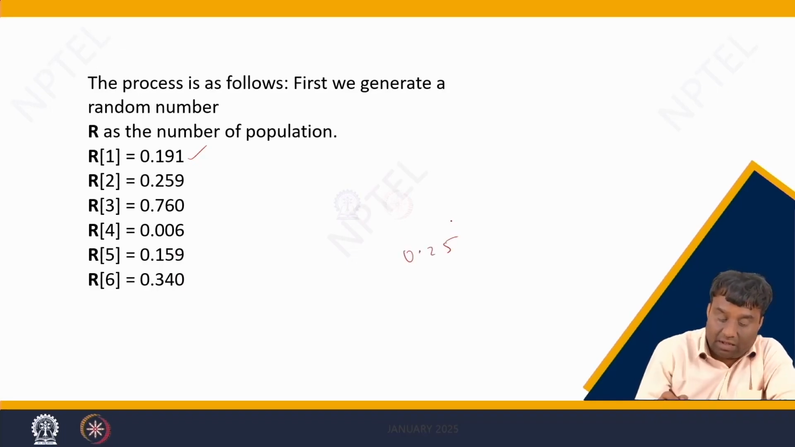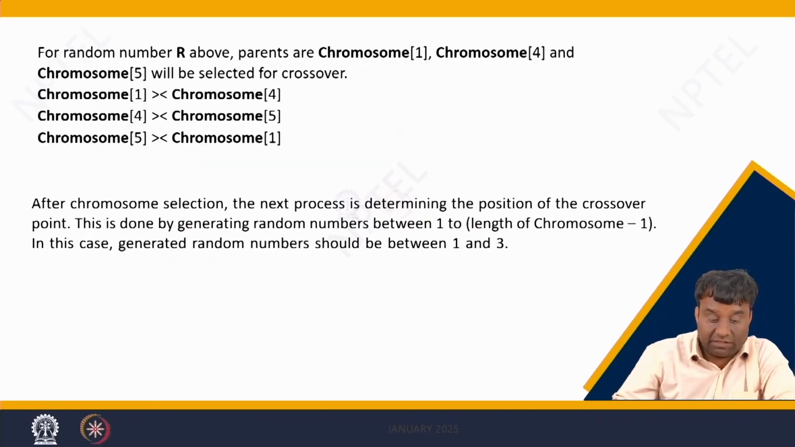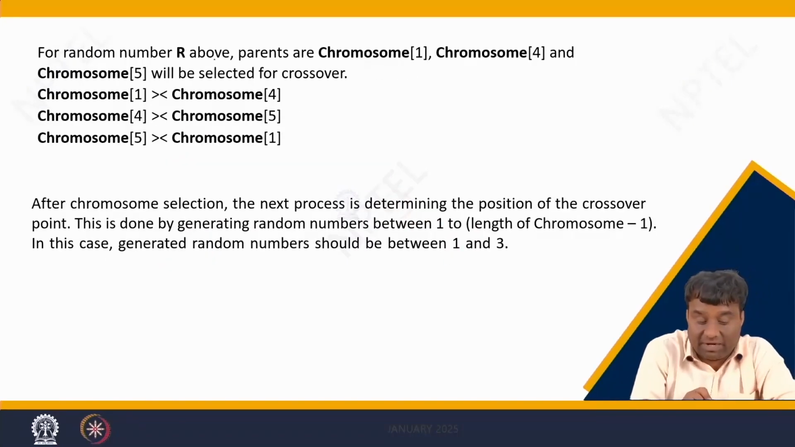So here chromosome 1 is selected, chromosome 4 is selected, chromosome 5 is selected, and chromosomes 2, 3, 6 are not selected as their values are higher than 0.25. So for these 3 chromosomes we will get another 3 chromosomes by the crossover technique. So let's check it. For random number R above, the parent chromosomes 1, 4 and 5 are selected for the crossover. So you do the crossover between 1 and 4, then 4 and 5, then 5 and 1.